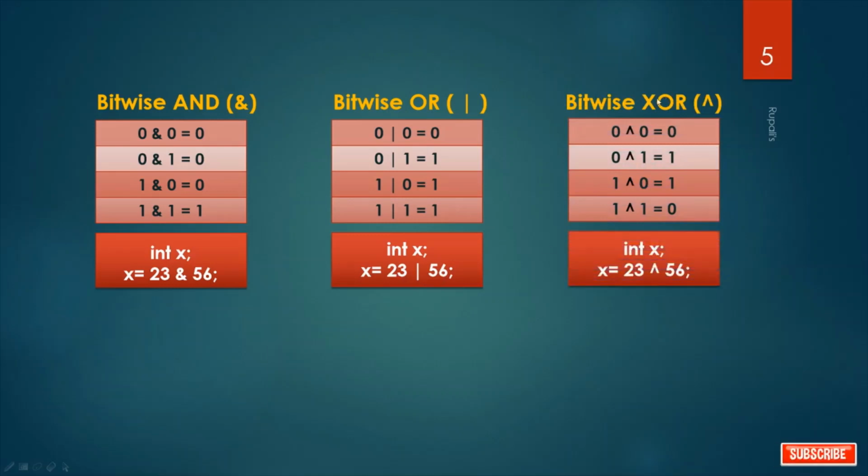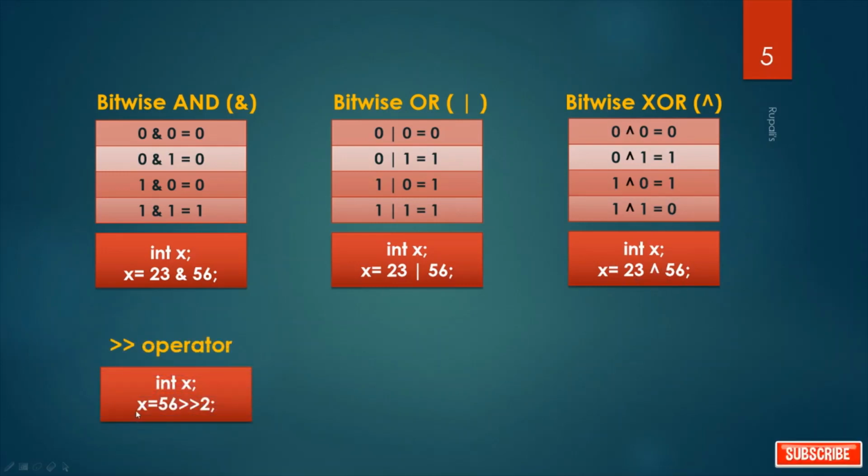Bitwise XOR. If the two bits are same, then the result is 0, otherwise 1. See here, 0 XOR 0, so it is 0, 1 XOR 1, it is 0. So if the two bits are same, then the result is 0. We can represent it by 23 ^ 56.